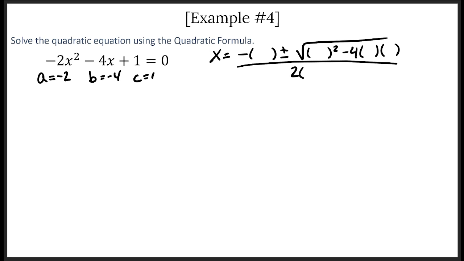All over 2A. All right. The B was worth -4, -4. Then A's are -2s. C was a 1 in this case.